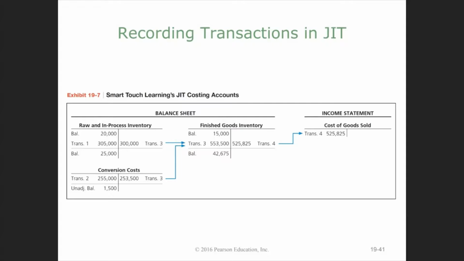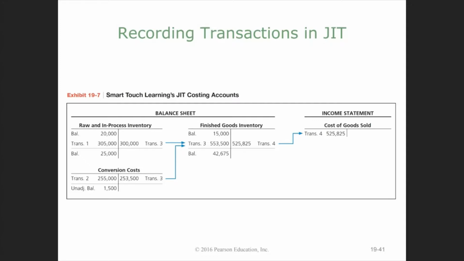Can I ask a question on the raw and in-process inventory with the balance that was $20,000 and that first transaction? Did they divide the transaction? I mean, how did they come up with the balance of 25,000? So the beginning balances are given. I'm sorry, say that again. The beginning balance is given in the T account.